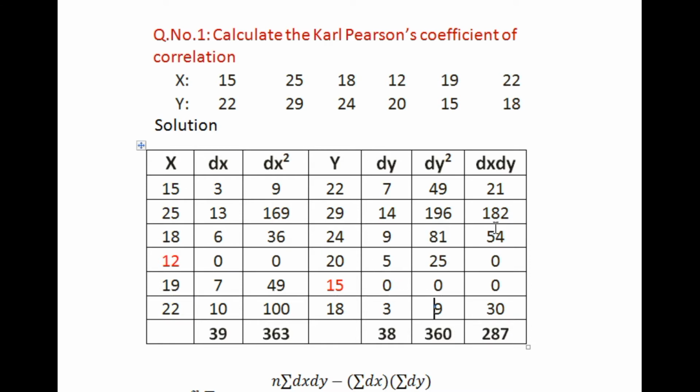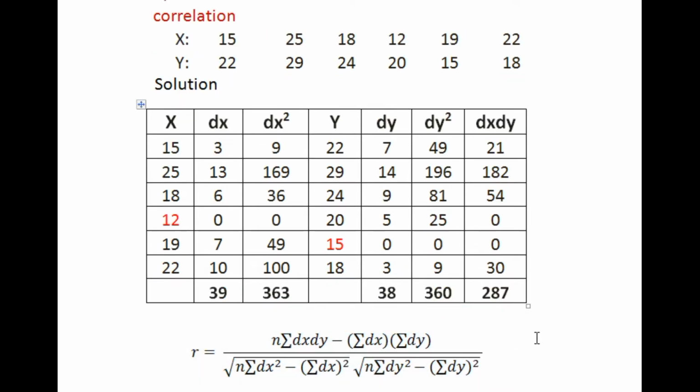Then multiply dx into dy, because dx is here and dy is here, and you get dx dy. So 3 into 7 is 21, 13 into 14 is 182, 6 into 9 is 54, 0 into 5 is 0, 7 into 0 is 0, 10 into 3 is 30. So the total is 284. Now substitute the values in the formula.